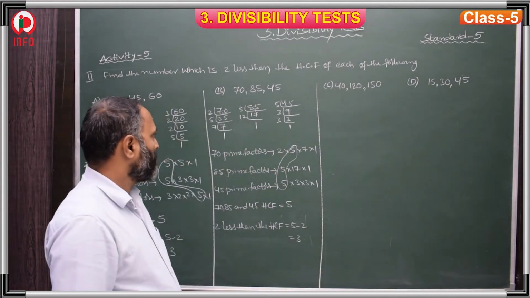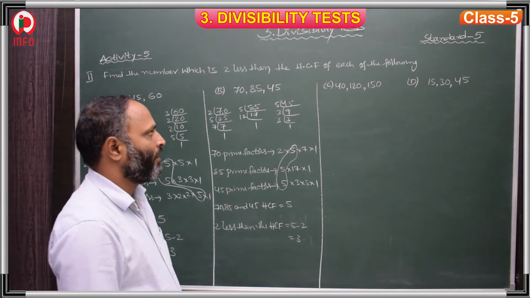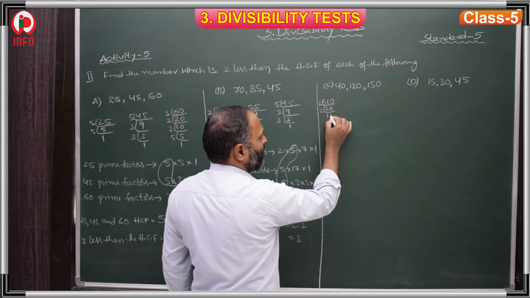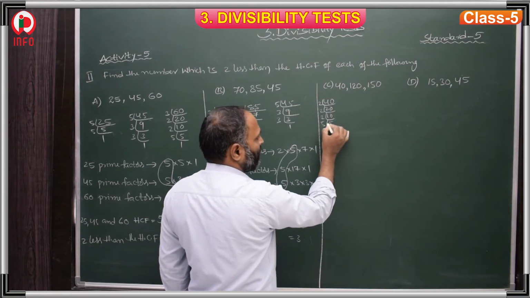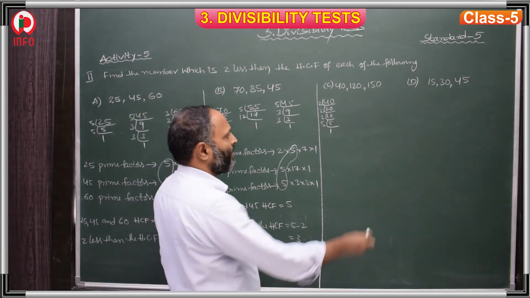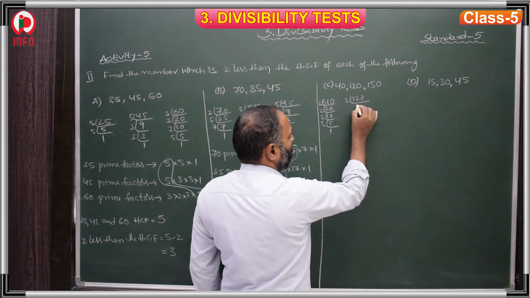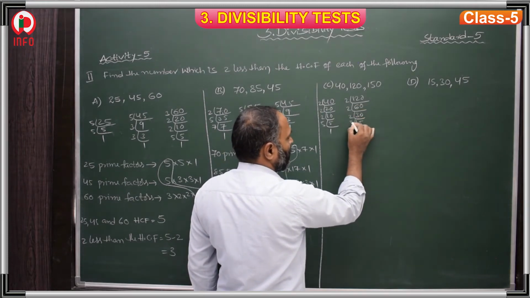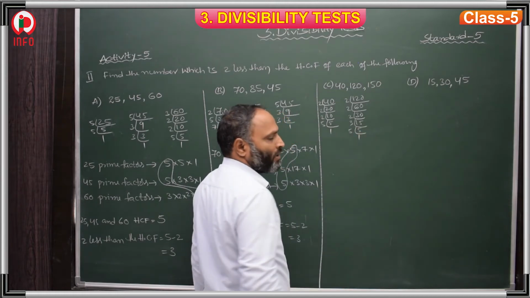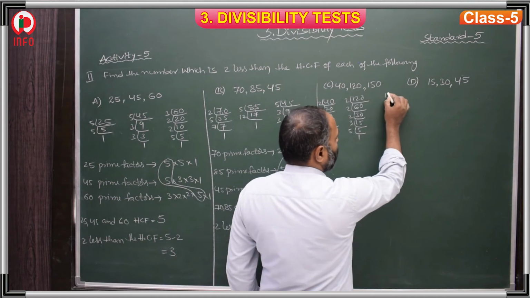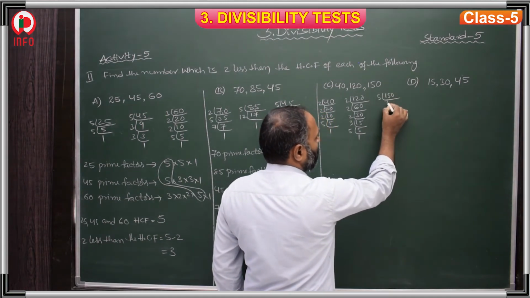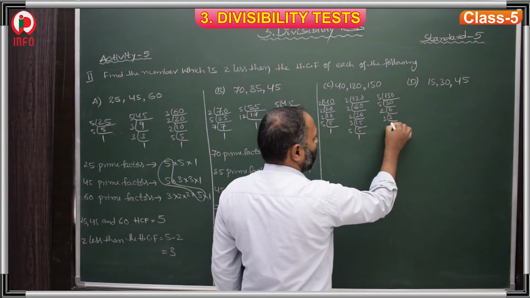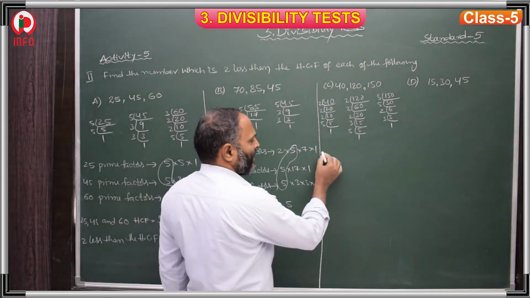Now next question. 40, 120, 150. 40 prime factors. 2 20s are 40, 2 10s are 20, 2 5s are 10, 5 1s are 5. Next 120. 2 60s are 120, 2 30s are 60, 2 15s are 30, 3 5s are 15, 5 1s are 5. Next 150. 5 30s are 150, 5 6s are 30, 2 3s are 6, 3 1s are 3.